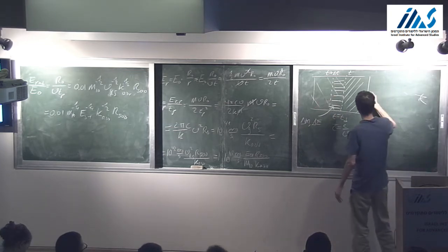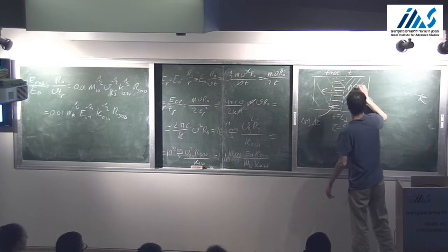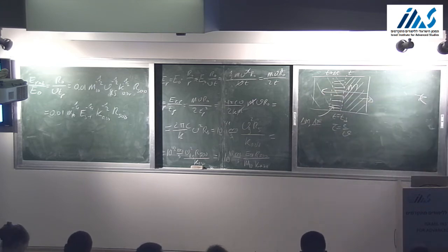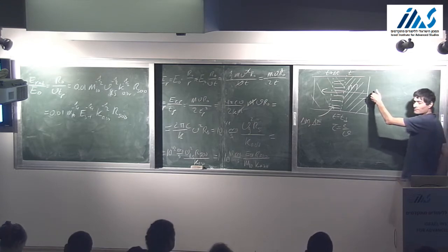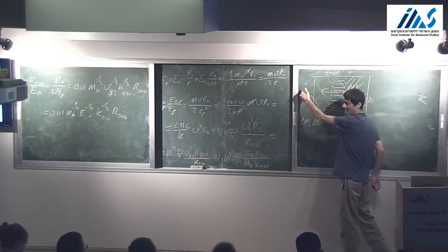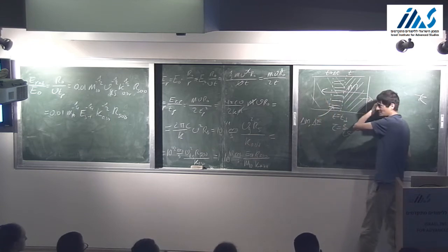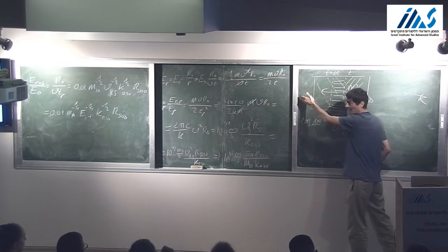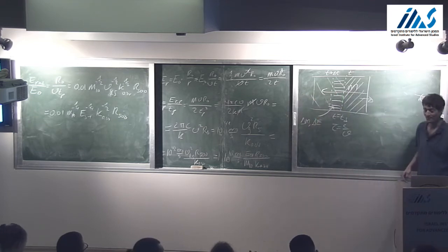So we will use a coordinate, lowercase m. So m here is 0, and m here is M star. This is just one dimension. It's a Lagrangian coordinate going from outside in.